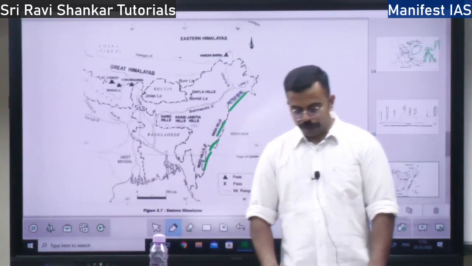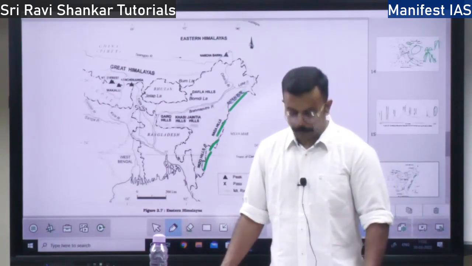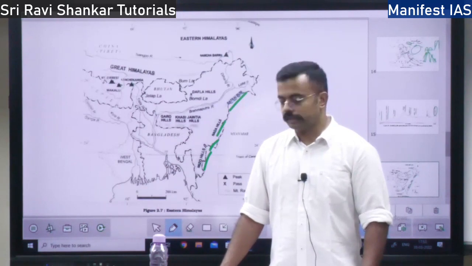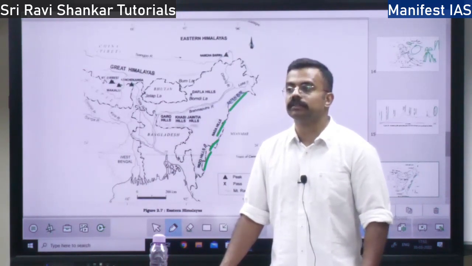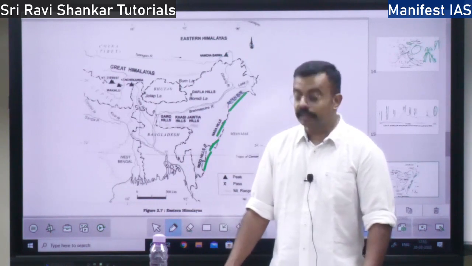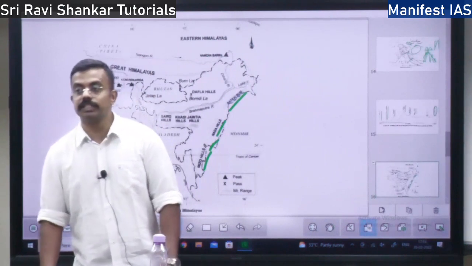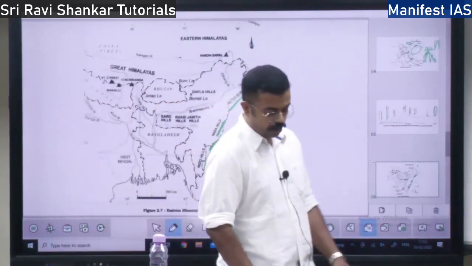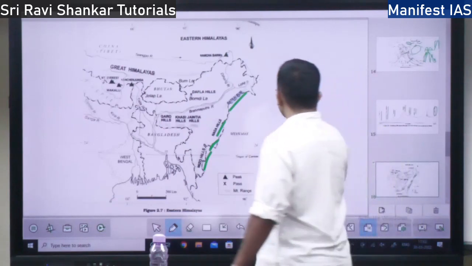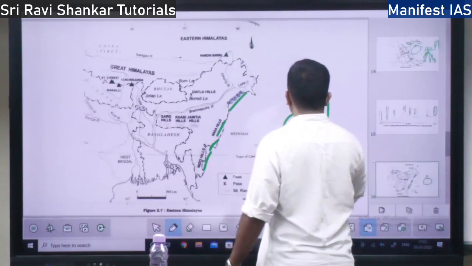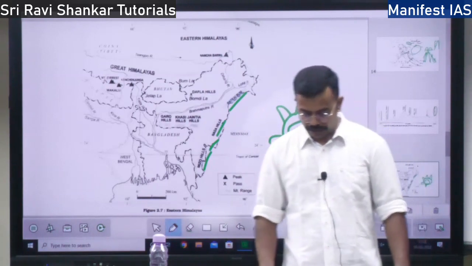So in Manipur you find this lake called Loktak Lake. Loktak Lake is very, very important because it is under the Ramsar Convention. The Ramsar Convention is a convention for protecting wetlands, under which there is one record called the Montreux Record, under which Loktak Lake is there. So this Loktak Lake is a lake surrounded by mountains. Everywhere there are mountains, and in the middle one lake is there. That is the Loktak Lake.